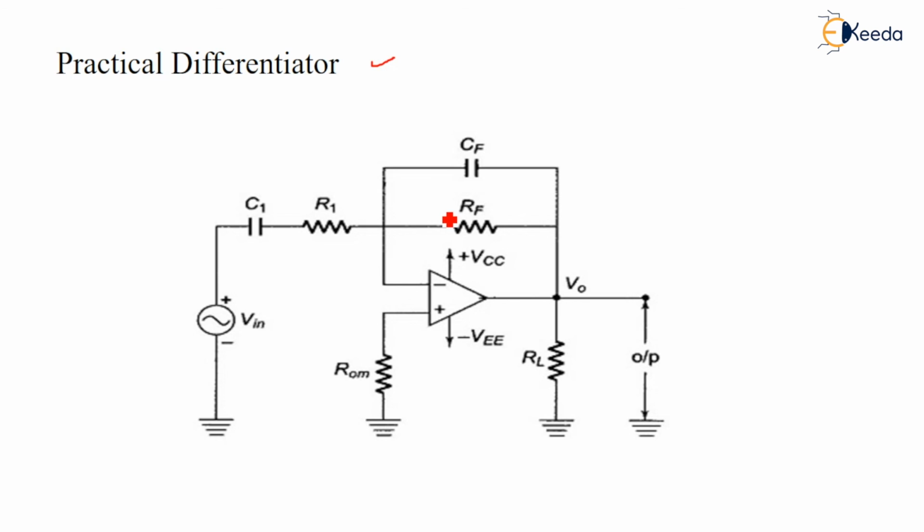Due to the reduction in capacitor reactance at high frequency, the gain of the basic differentiator increases drastically. To stabilize this, they introduce one resistor in series with the capacitor. This R1 will control the amount of increase in the gain at high frequency. And this RCOM is also introduced for bias compensation.